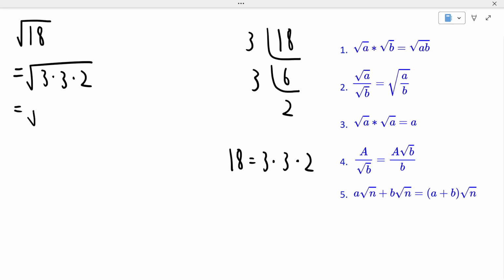And this is equal to the square root of 3 times the square root of 3 times the square root of 2. Square root of 3 times the square root of 3 is simply equal to 3, so we can rewrite that part of the expression as 3, and the times square root of 2 stays the same, so this entire expression is 3 square root 2, and this is the simplified expression.